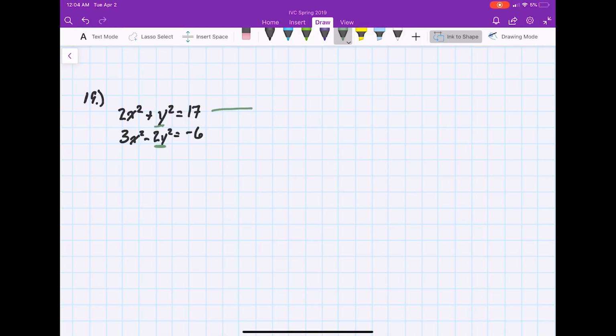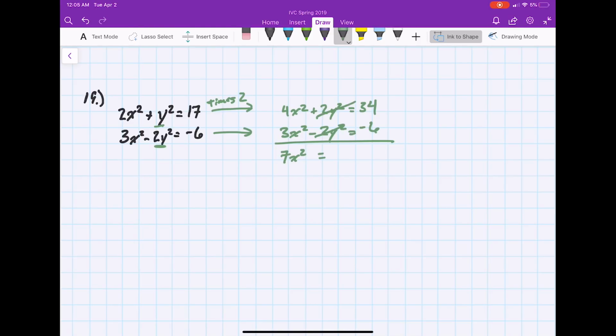So for number 19, we're going to try and get rid of y. So it's simpler because there's only two values. We'll multiply this top one by 2, and we'll bring the bottom one straight over. 3x squared minus 2y squared equals negative 6. Multiplying this top one by 2, we will get 4x squared plus 2y squared equals 34. Now we're just going to add these two together.